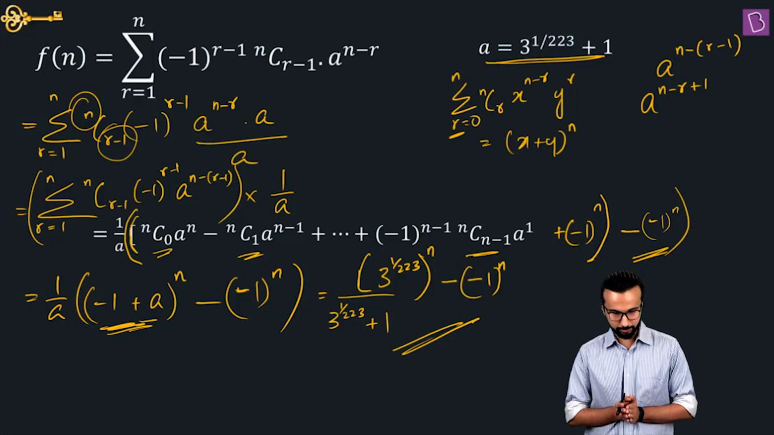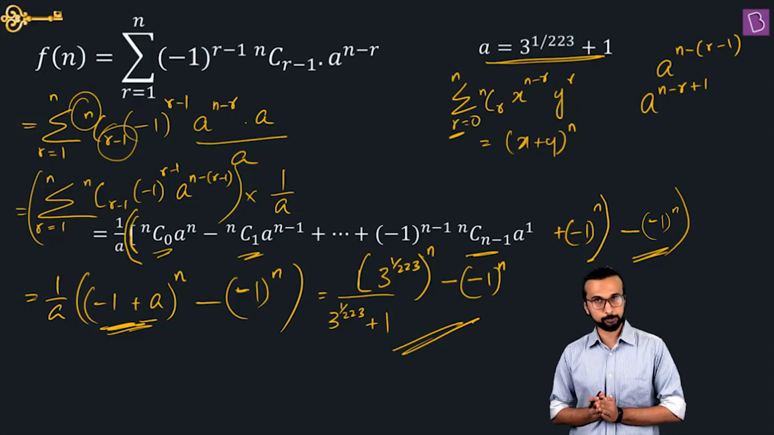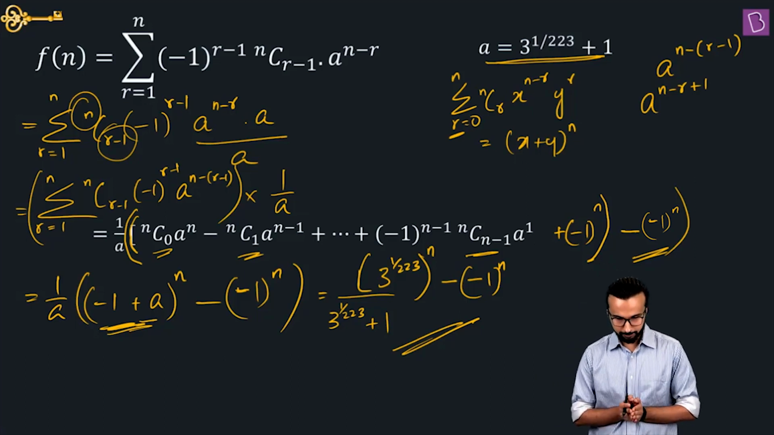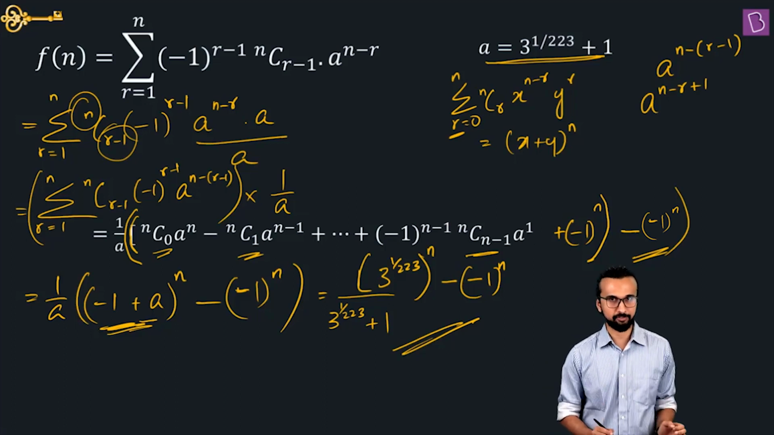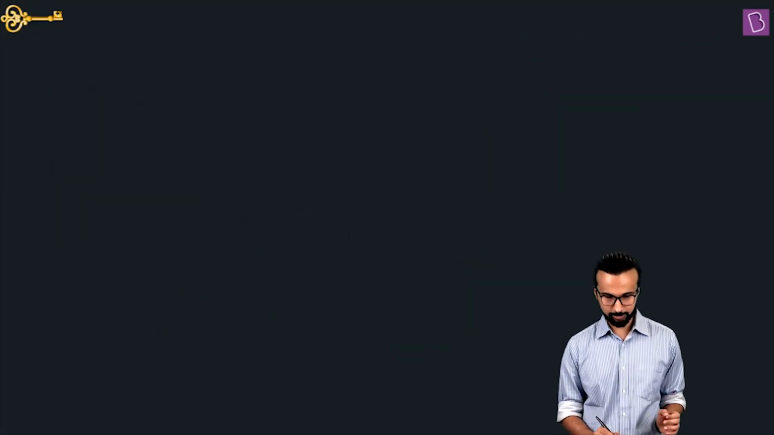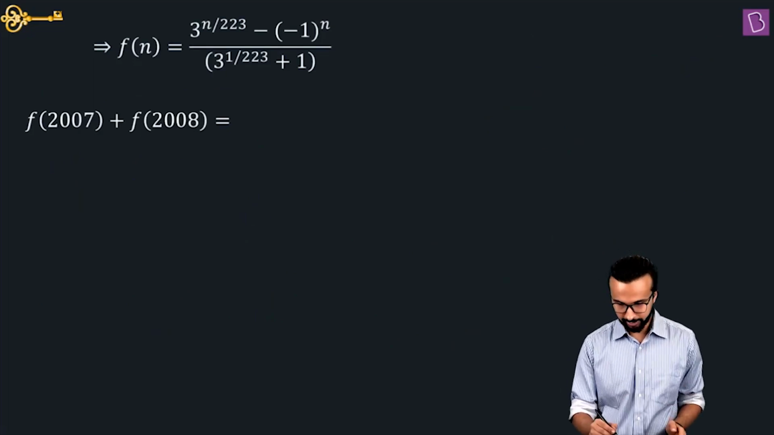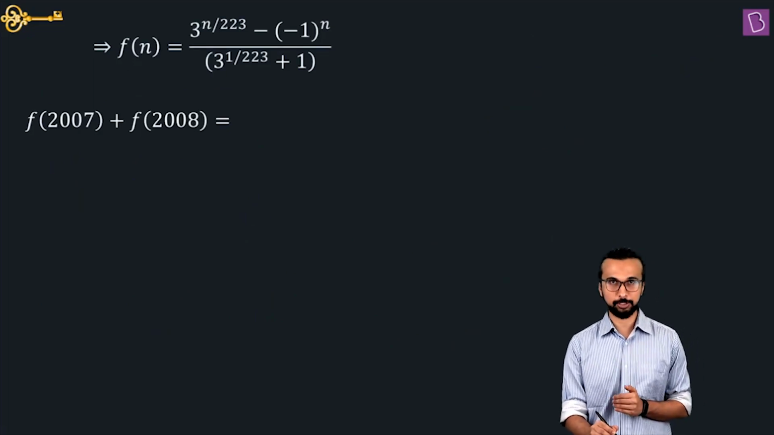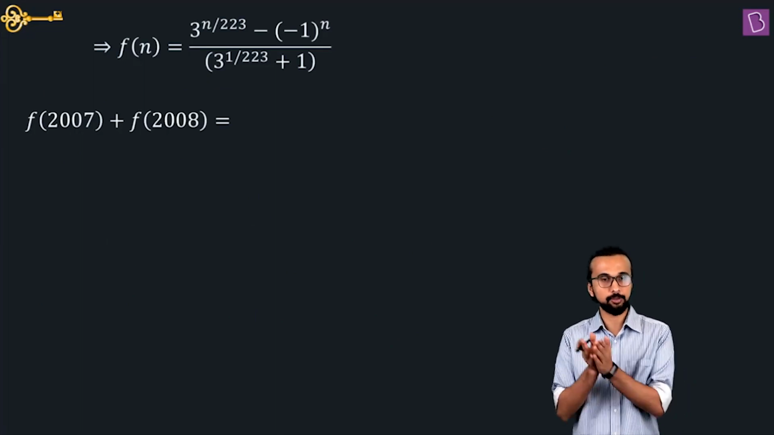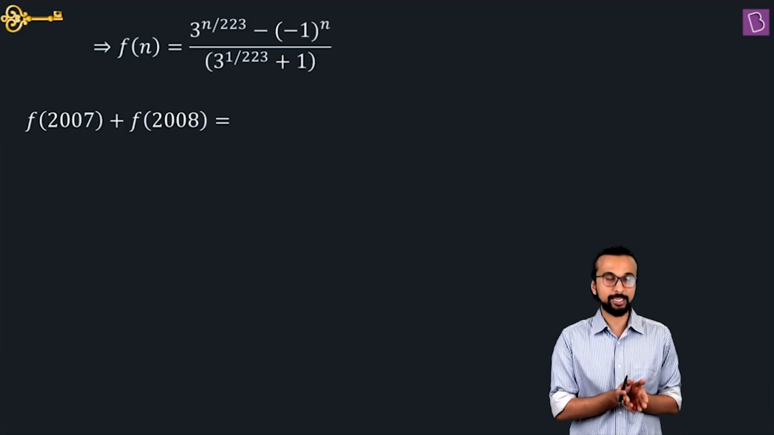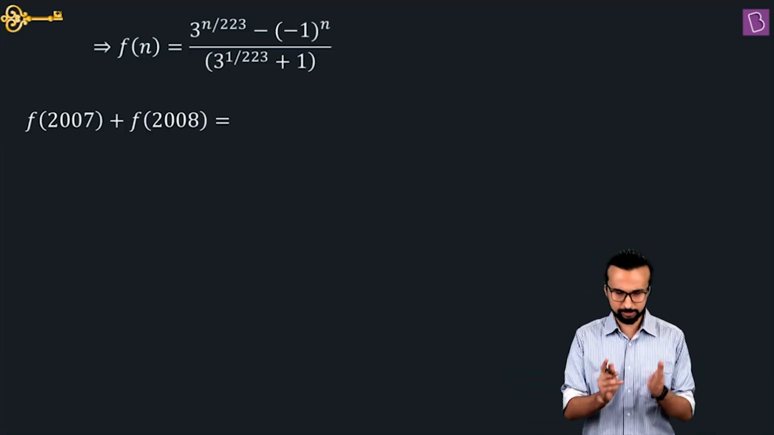Alright, it will be 3 power 1 by 223 raised to n minus minus 1 raised to n divided by 3 power 1 by 223 plus 1. This is what we have till now. Alright, so let's continue. We have f of n like this and we are supposed to find f of 2007 plus f of 2008. Simply replace n with 2007, add it to the value you get from replacing n with 2008. Then sum both the values, you get your final answer. Let's do this quickly now.